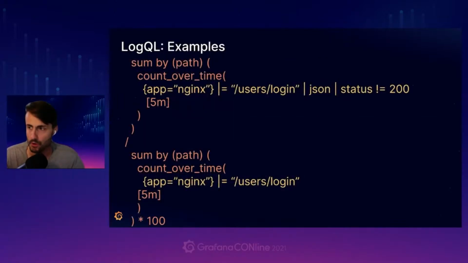This is a more complex example. This example is basically calculating the ratio of errors on the logging path. And it shows you that you can do binary operations like you would be able to do in Prometheus. So this is a LogQL query, but there are a lot of similarities with PromQL.